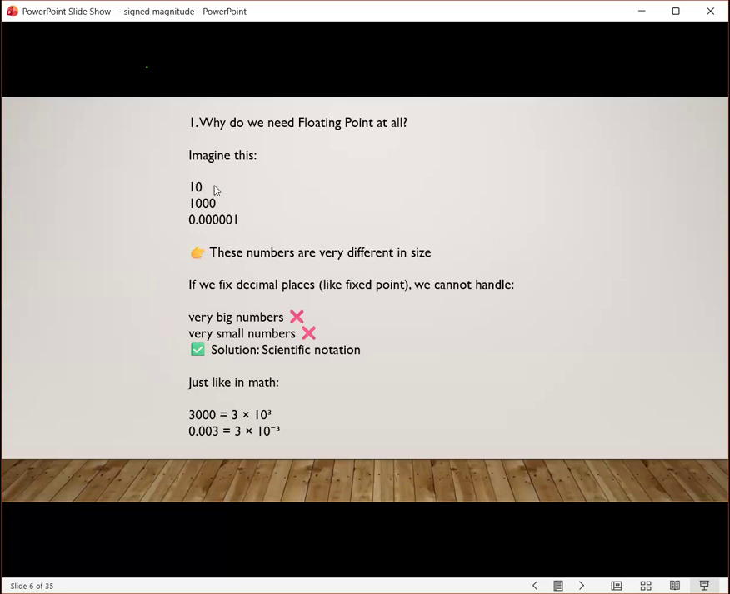Imagine we have numbers like 1, 0, 1, 0, 0, and 0.00001. These numbers are very different in size. Every number has a different size. So if we fix the decimal point places like in fixed point, we cannot handle very big numbers or very small numbers. That's why we use scientific notation.